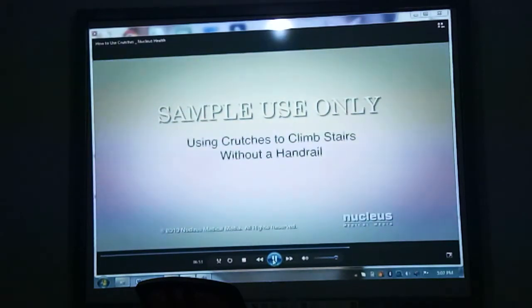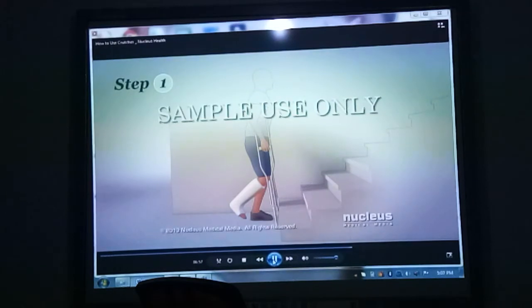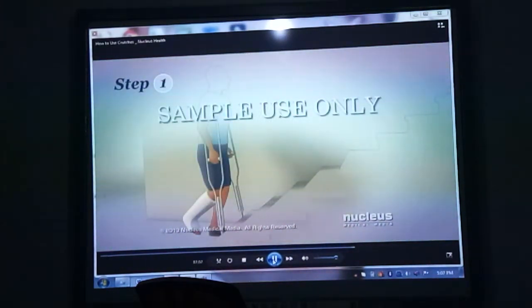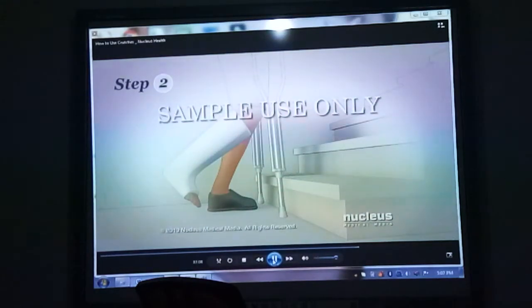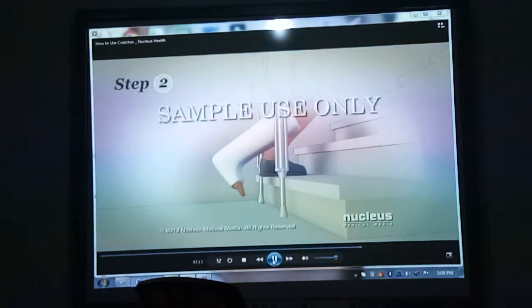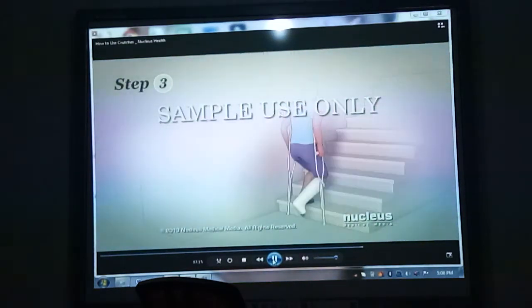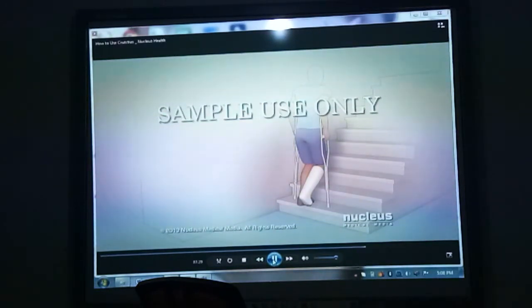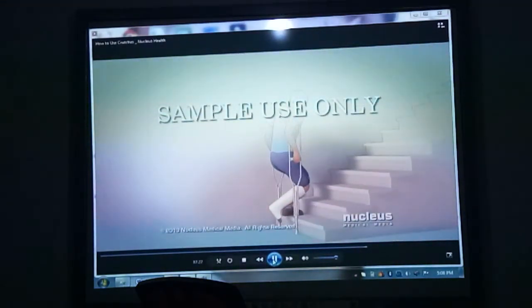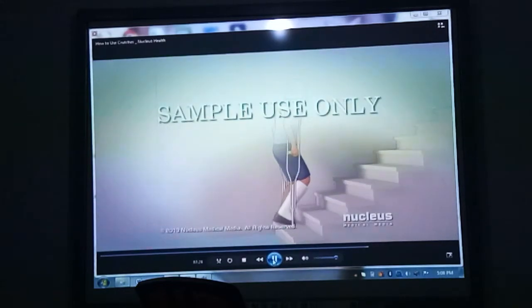You may also need to climb stairs that don't have a handrail. Step 1. Begin as close to the stairs as possible. Keep one crutch under each arm. Lean your weight on the hand grips of your crutches. Step 2. Use your uninjured leg to step or hop up onto the next stair step. Step 3. Pull your crutches up with you onto the step. Repeat this process for each stair step.